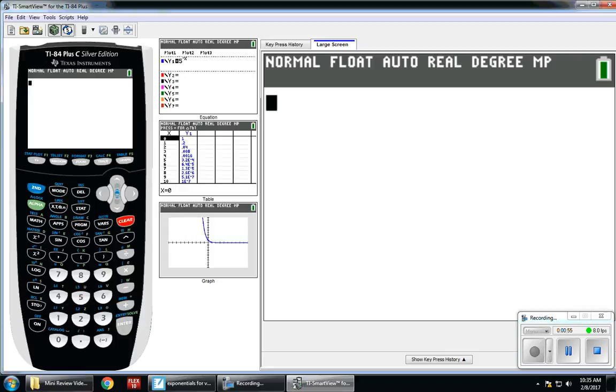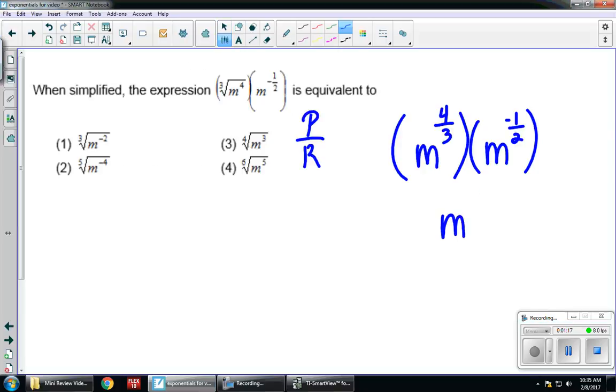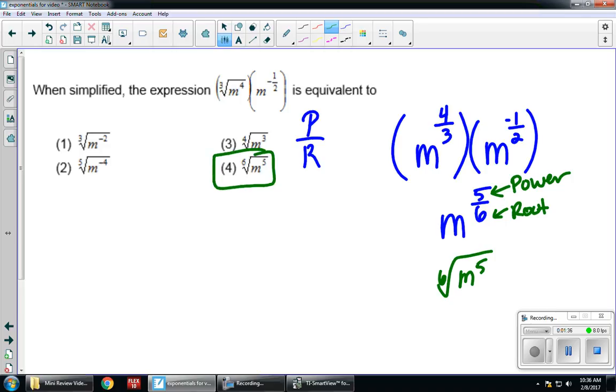So in my calculator, I'm going to set this up using alpha y equals for my fraction, 4/3 plus negative 1/2. And I get 5/6. So that means I have m to the 5/6 power. However, that's not one of my answer choices. If you notice, all of your answer choices have been converted back to radicals. So I'm going to use power over root again. 5 is my power. My root is 6. So the 6th root of m to the 5th. Choice 4.